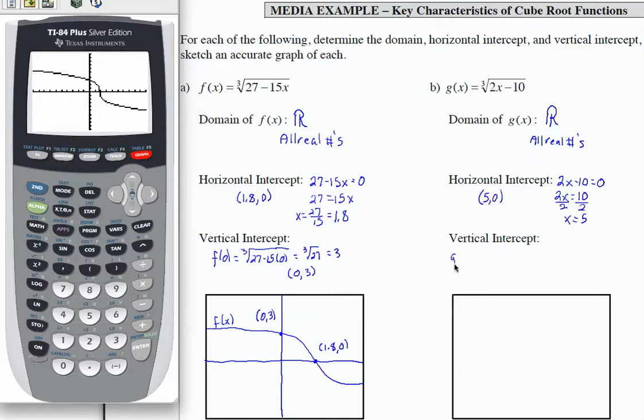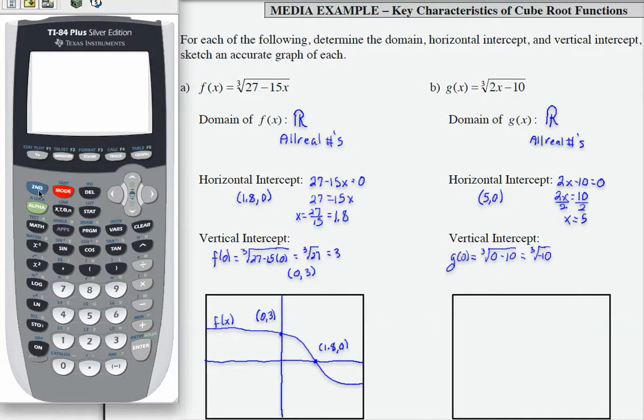To find the vertical intercept, I need to evaluate g of 0. That's the cube root of 2 times 0, which is 0, minus 10. That's the cube root of negative 10. Let's do that on the calculator. So second quit will take me back to the home screen. Math number 4 will give me a cube root. Negative 10 goes under the radical. Use the arrow key to end the radical and then hit enter. So I'm going to get negative 2.15. Let's round that to negative 2.2. So that's going to give me an ordered pair 0, negative 2.2.